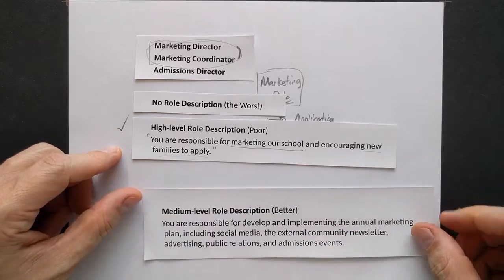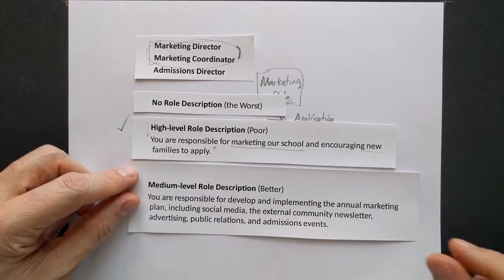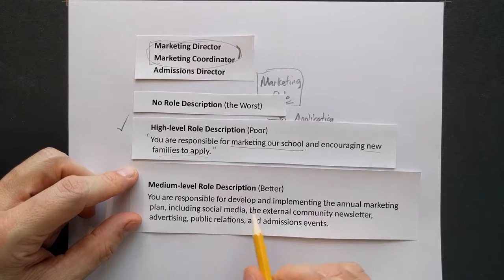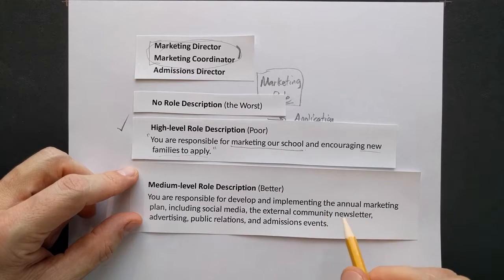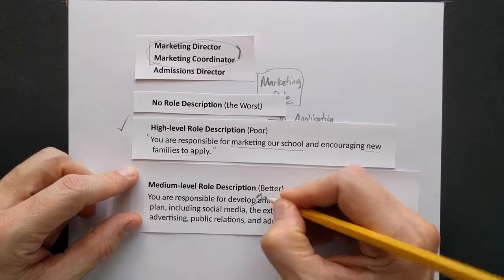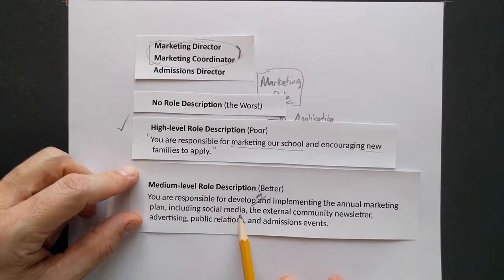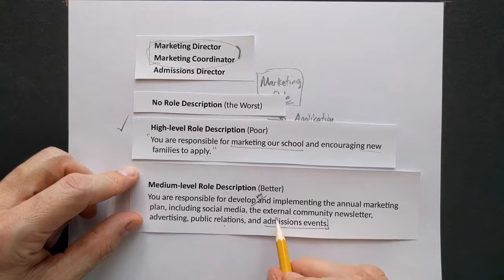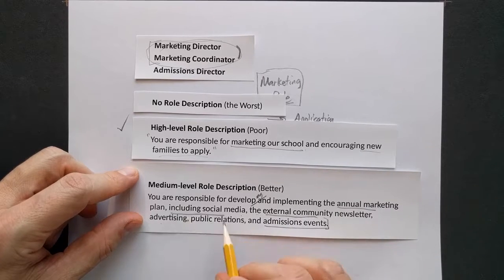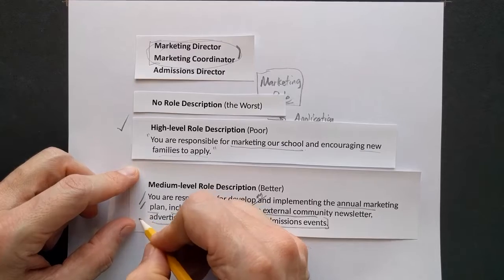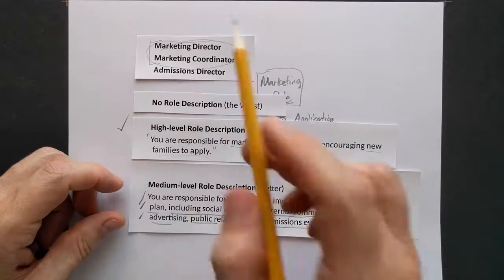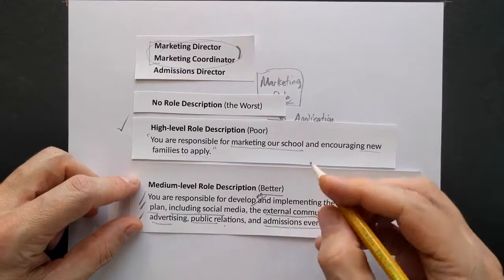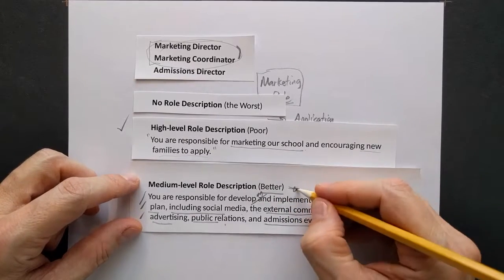Well, let's move to even what I'll call a medium level role description. This is getting better. This says you're responsible for developing and implementing the annual marketing plan, including social media, the external community newsletter, advertising, public relations, and admissions events. So now I'm beginning to understand exactly what it is I'm supposed to do. And here's a list. I could even begin to make a list of each thing that I'm doing, and I'd have a calendar, and I'd make sure that I'm fulfilling each of these responsibilities as the marketing director for the school. So this is getting better, but this is still quite a bit away from best.